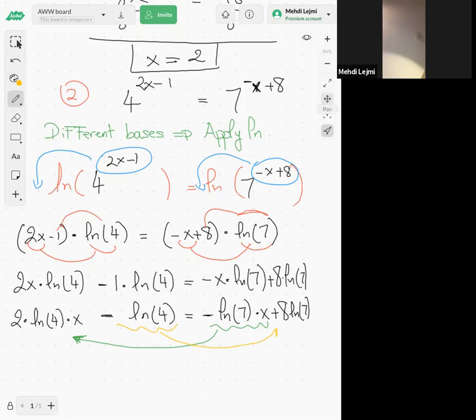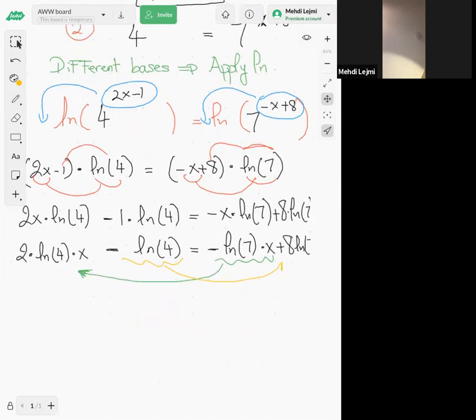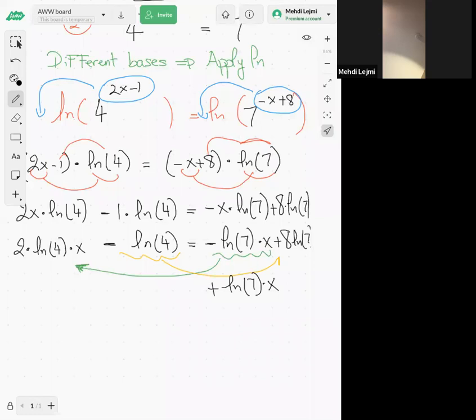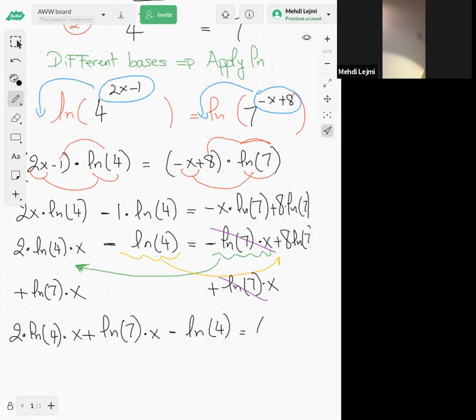So first, let's start with this minus natural log of 7 times x. I'm going to add plus natural log of 7 times x, so this thing here cancels out, of course. On the left side, we're going to have 2 times natural log of 4 times x plus this natural log of 7 times x, and then there's this minus natural log of 4, right? And the right side, we have 8 times natural log of 7.